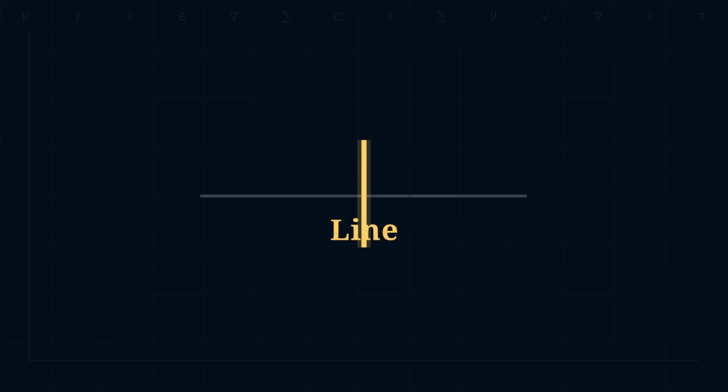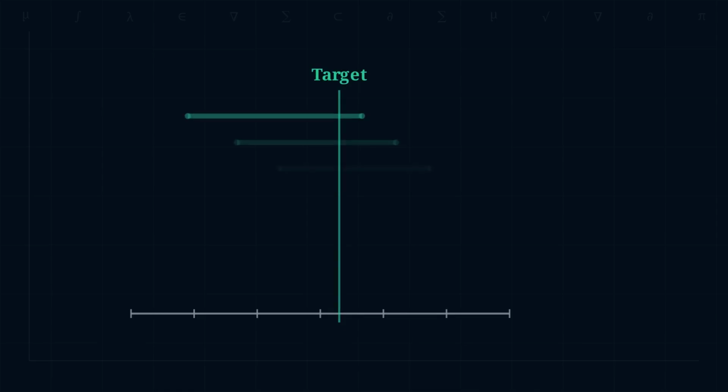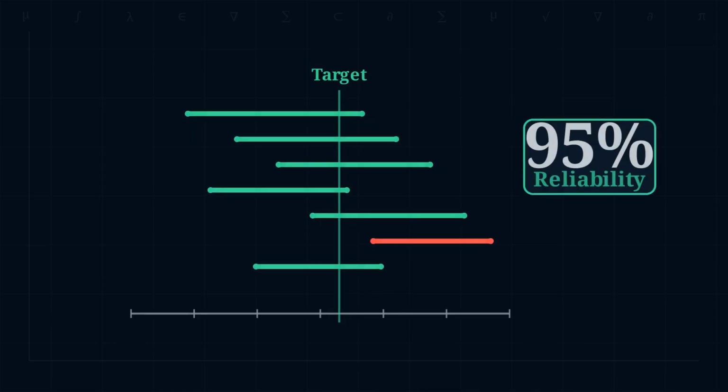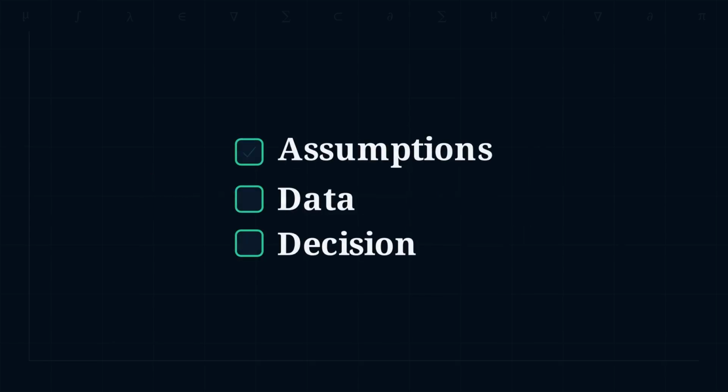The shift you need is to stop reading confidence intervals as beliefs about this single line and start reading them as the trace of a repeatable method with a stated long-run reliability. The line you see is a product of that method, and your job is to check whether the method and its assumptions actually fit your data and your decision.